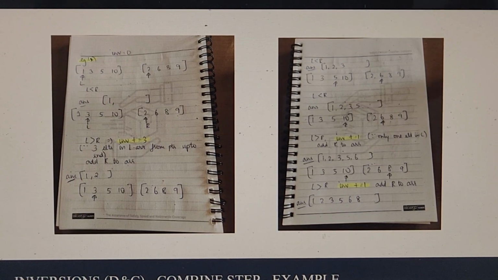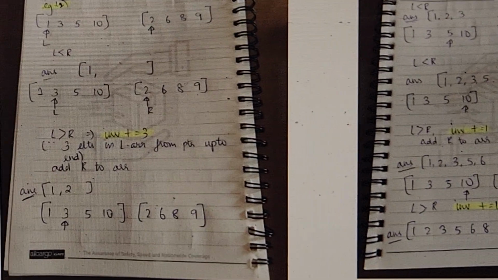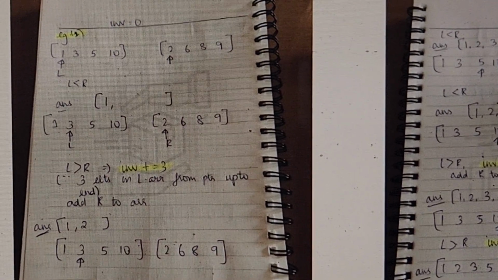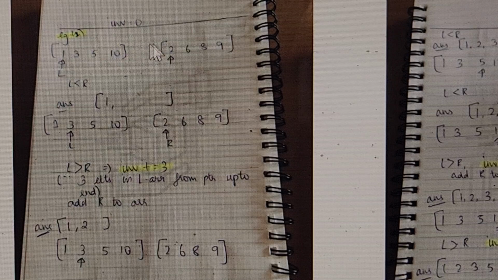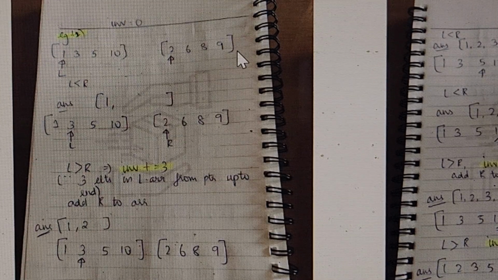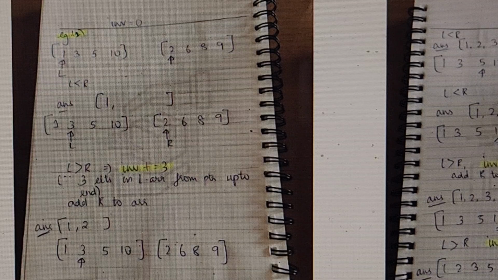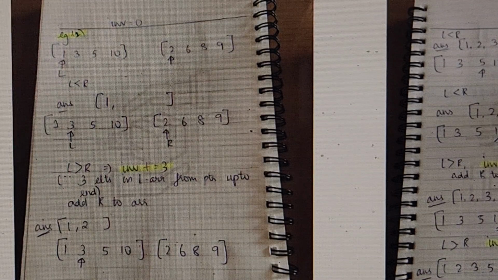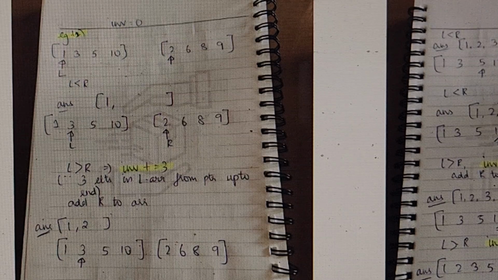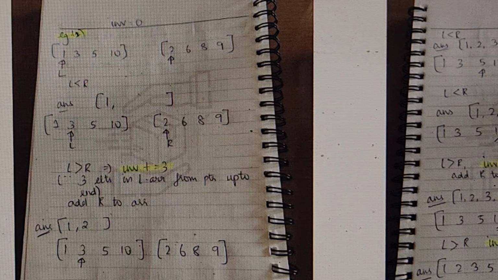So we will look at one full-fledged example of the combined step. I have taken the exact same array which we saw in the previous slide. Your left part is 1, 3, 5, 10, your right part is 2, 6, 8, 9. I am going to combine these two arrays using your merge sort technique while also counting the number of inversions using the method I just described in the previous step. I am going to do it from the beginning till the end.